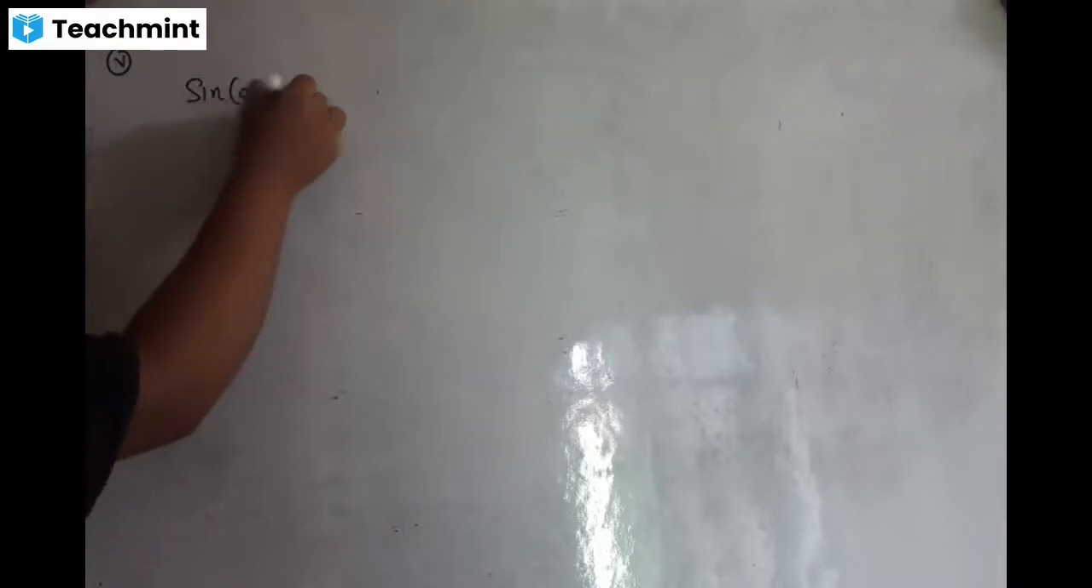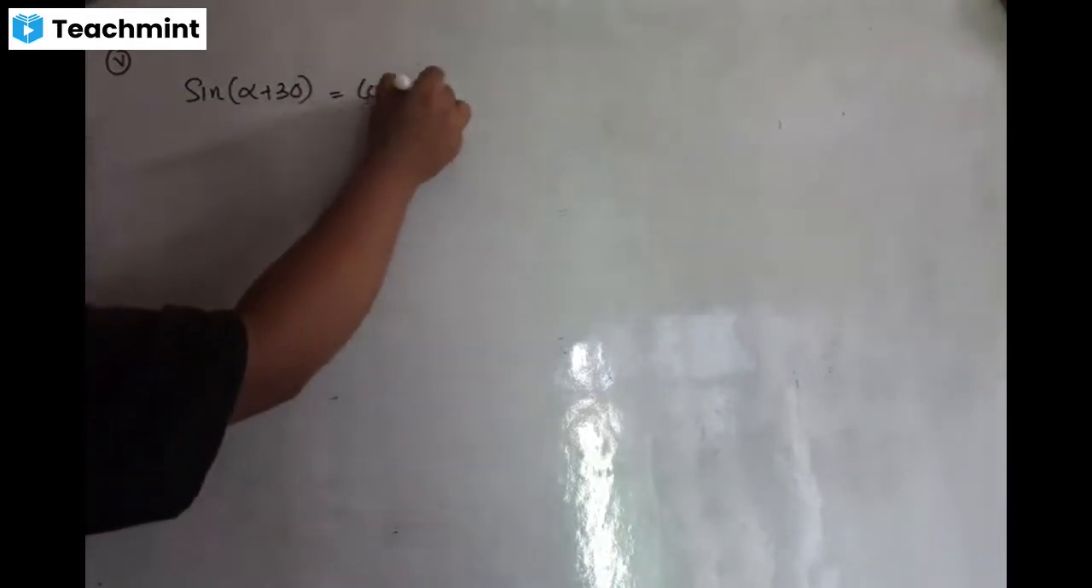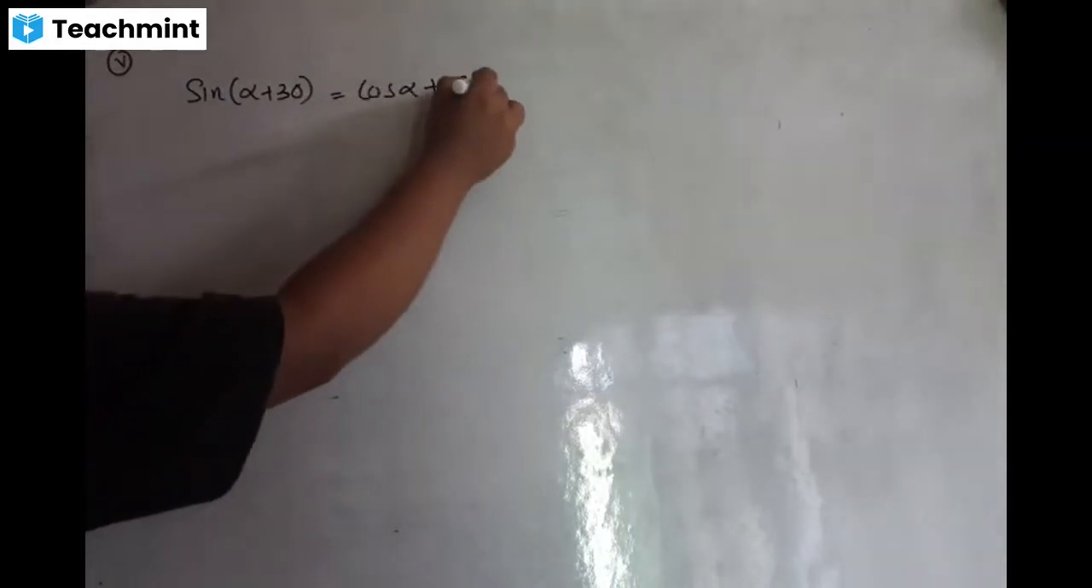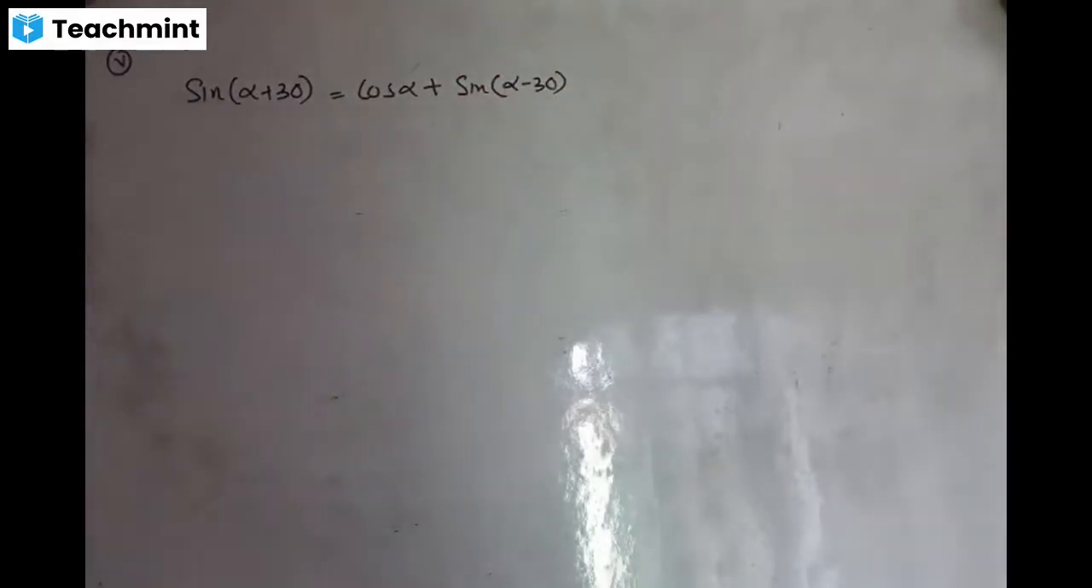The question is sine alpha plus 30 equals cos alpha plus sine alpha minus 30. Okay, so this is the question. This is question number 11, subdivision 5. Now you all are going to help me solve this.